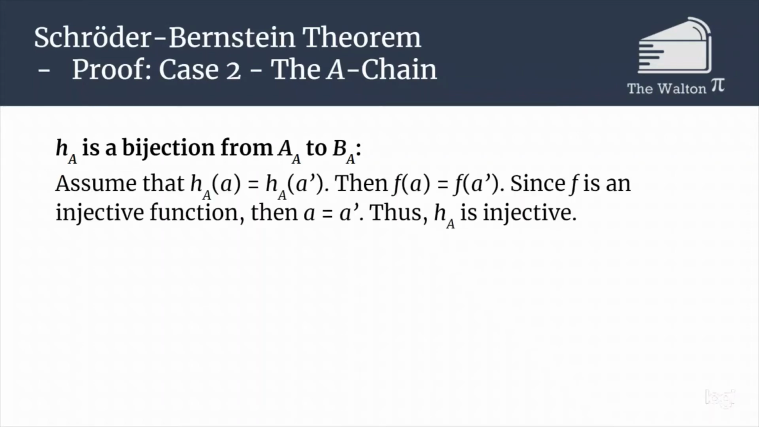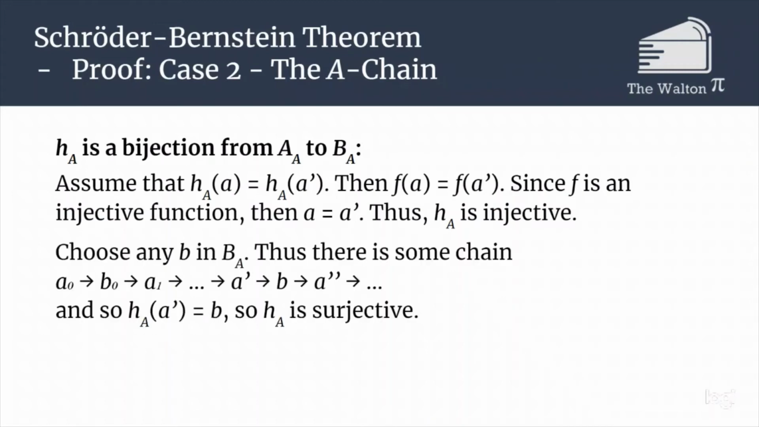Okay. To start off, we're going to prove it's injective. Well, just like in our first case with the loop, h sub A of A and h sub A of A prime are just fancy ways of writing f of A and f of A prime. So since f was injective, A equals A prime, which tells us that h sub A is going to be injective. We are then going to show it's surjective. So we start by picking any B in B sub A. That means there's some chain that starts with A naught, goes to B naught, to A1, and so on, until eventually we get to A prime, which goes to B, which goes to A double prime, and so on.